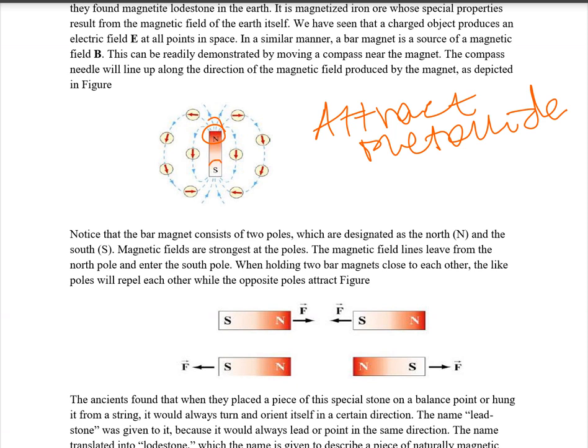Magnets always have two poles, north and south pole, and the magnetic field lines always go out from north and into south. But in an electric field, the field lines go out from positive into negative. Here we have north and south pole, therefore the lines go out from north and into what? The southern pole.